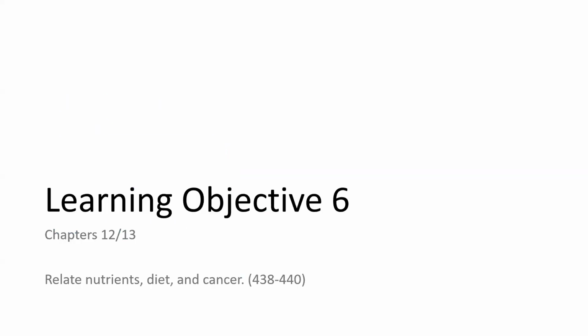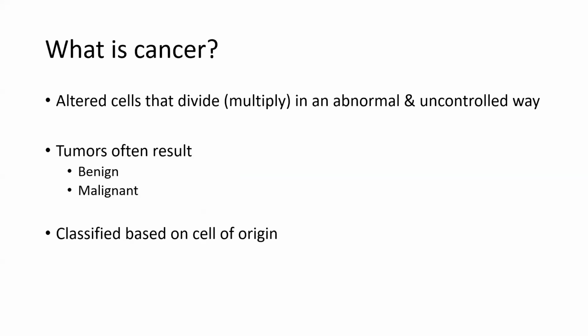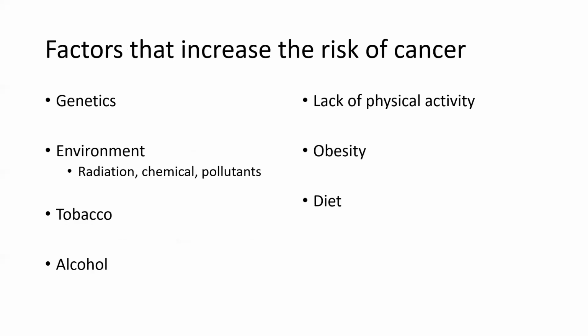Finally, our last objective is to relate nutrients, diet, and cancer. So, first of all, what is cancer? Well, cancer is just essentially, very simply, when cells divide and multiply in an abnormal, uncontrolled way. This will lead to the formation of what we know as tumors. Tumors can be benign, which means that they are non-cancerous, or they can be malignant, meaning that they're cancerous and thus capable of spreading to other parts of the body. Cancers are thus classified based on the type of cell from which they generate.